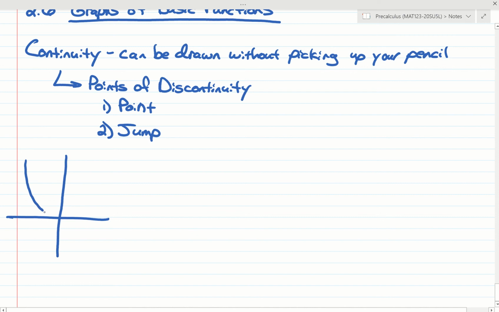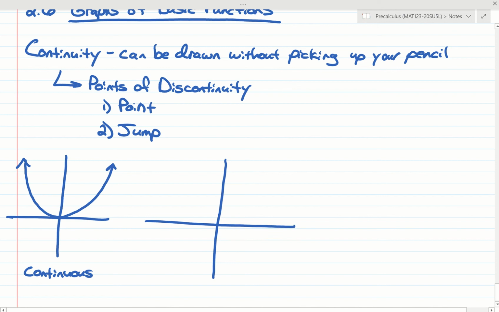A graph of a parabola. This graph is continuous. I just drew the whole thing without picking up my pencil. The graph of y is equal to 1 over x, where x can't equal 0, looks like this. You can see I had to pick up my pen right here. That's called a point discontinuity, a point of discontinuity.